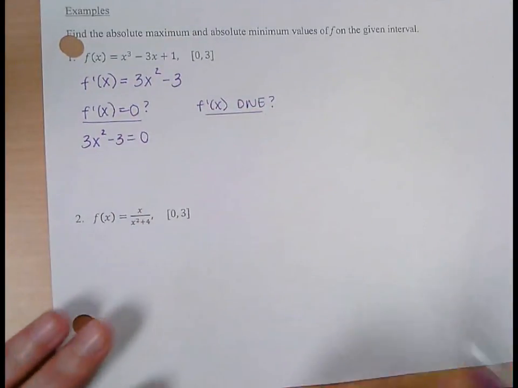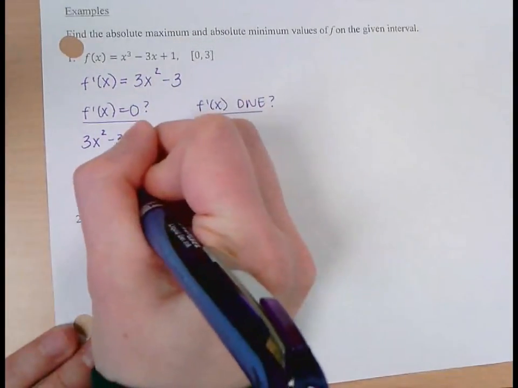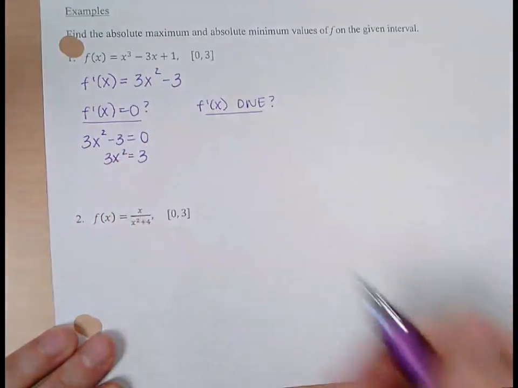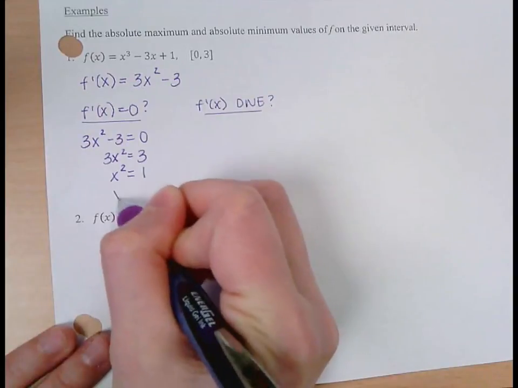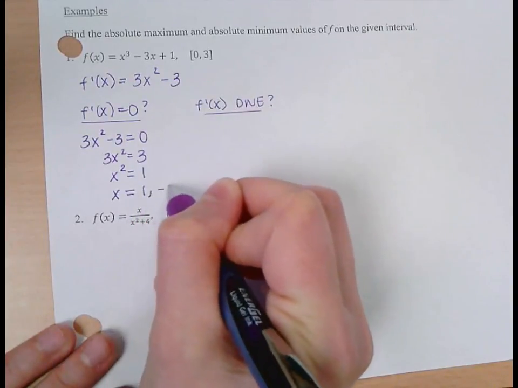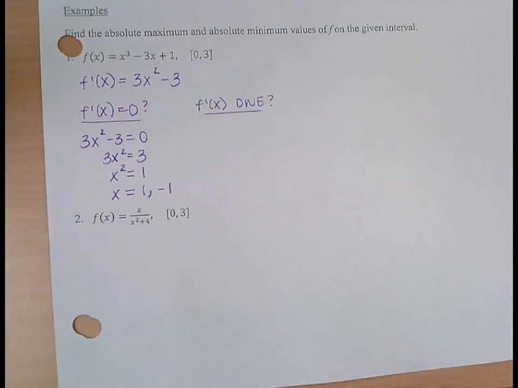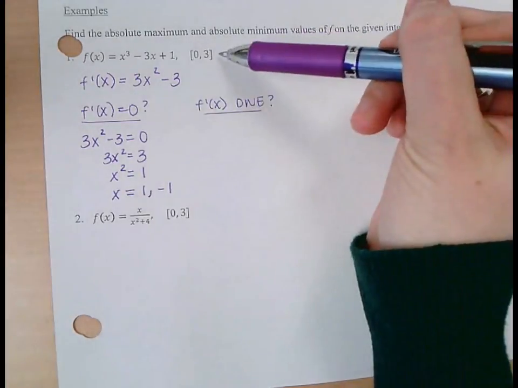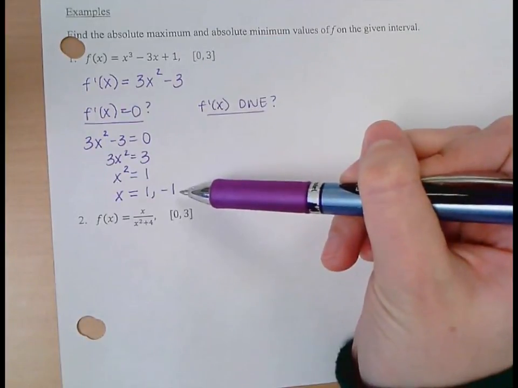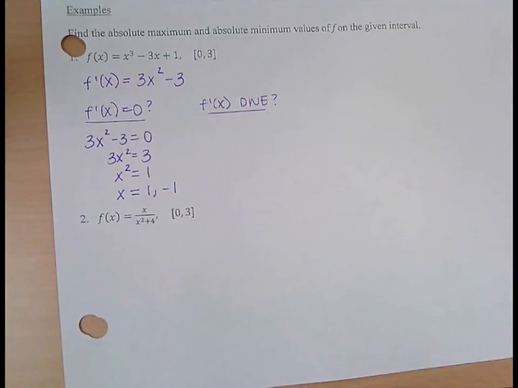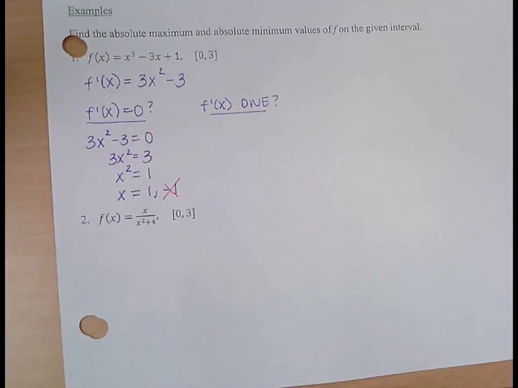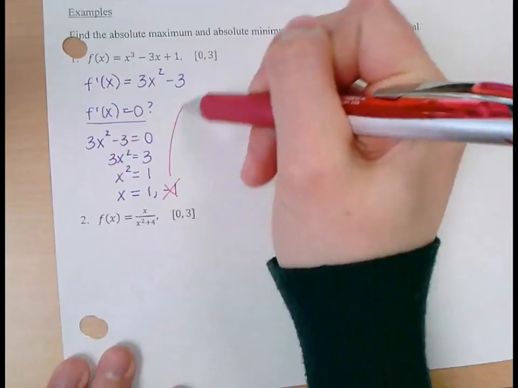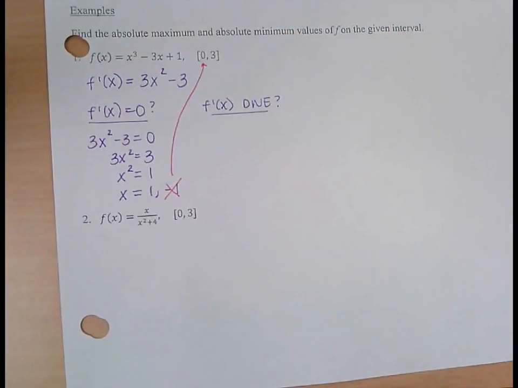So it'll equal 0 when, if I add 3 to each side, 3x squared equals 3. So we have x squared equals 1. So x could equal 1 or negative 1. But now here you also want to check, you're on the interval from 0 to 3. Are these values in that interval? 1 is, but negative 1 is not, so you can disregard negative 1 because it's not on the original interval.